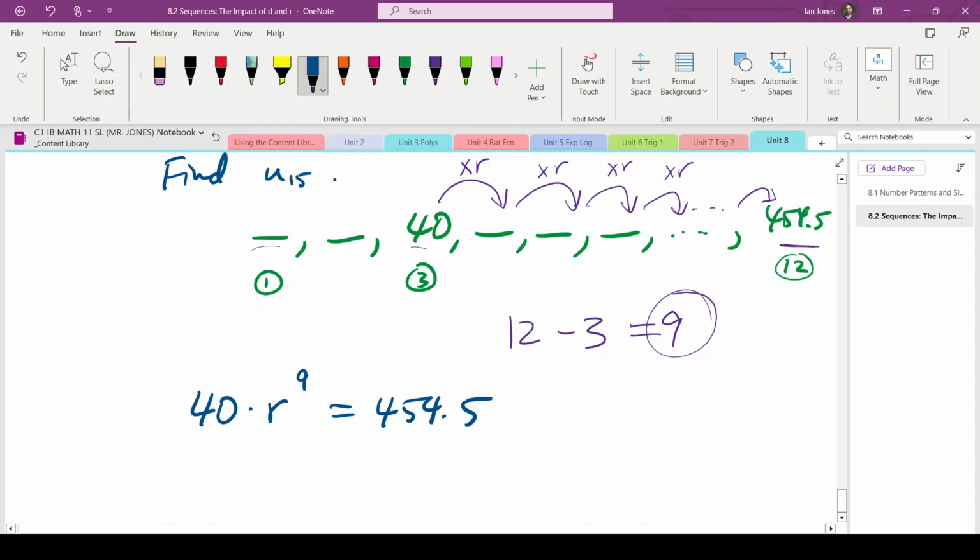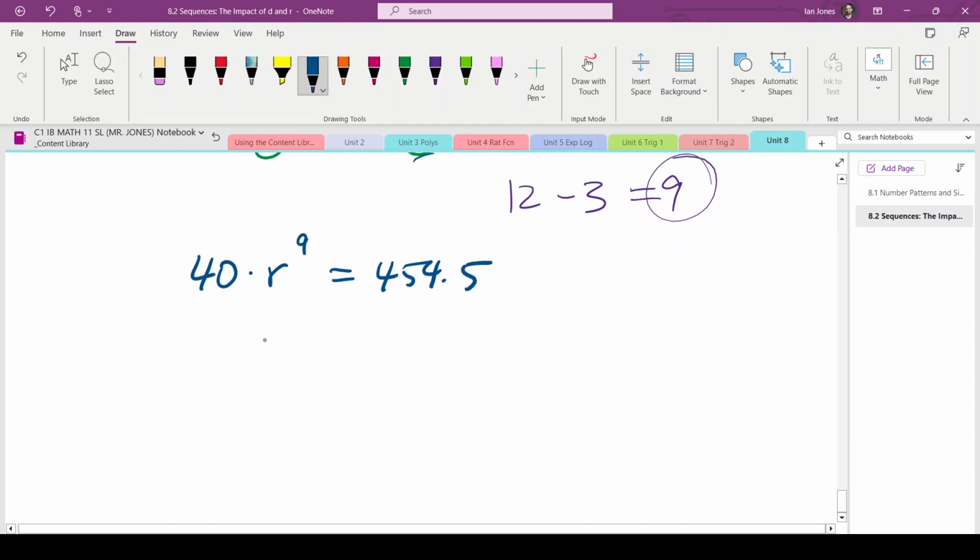And then once you have r, you can set up your general form and you can find u15 and you can find anything else you want. So this is probably the easiest way to think about it. You just think, what's the first number? How many jumps? Which is just the places subtracted. That's 9. And you set up an equation.